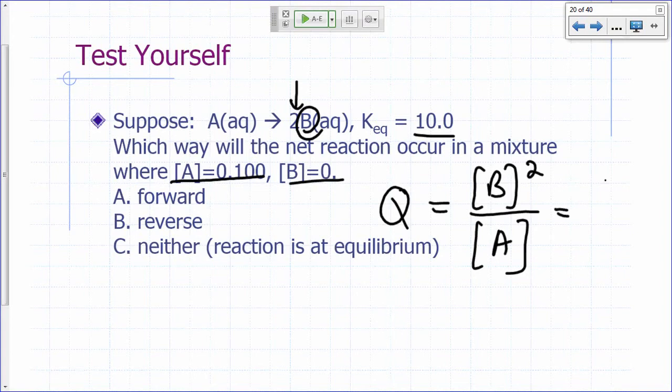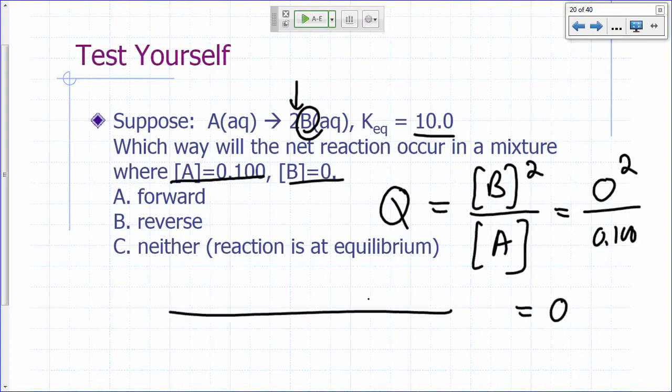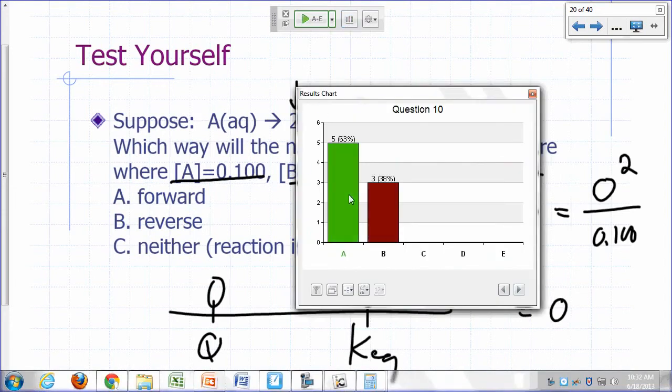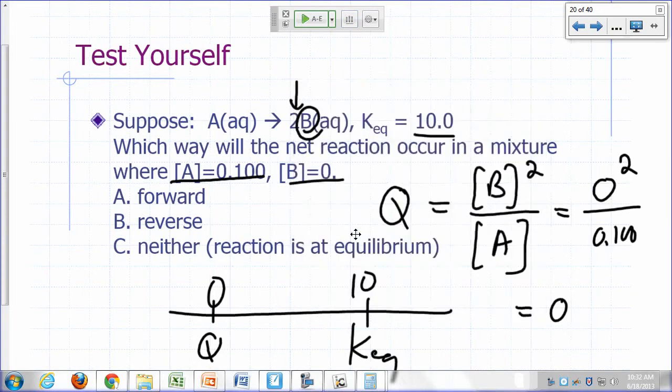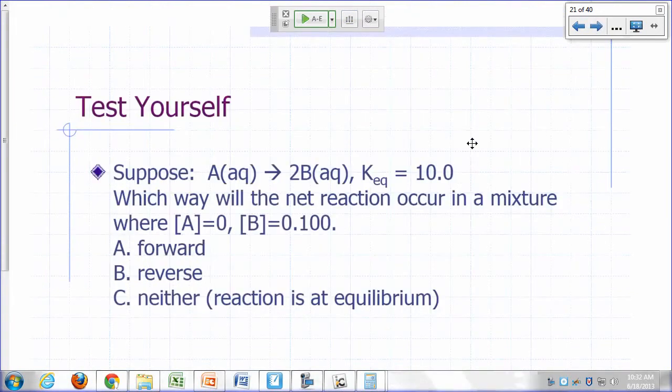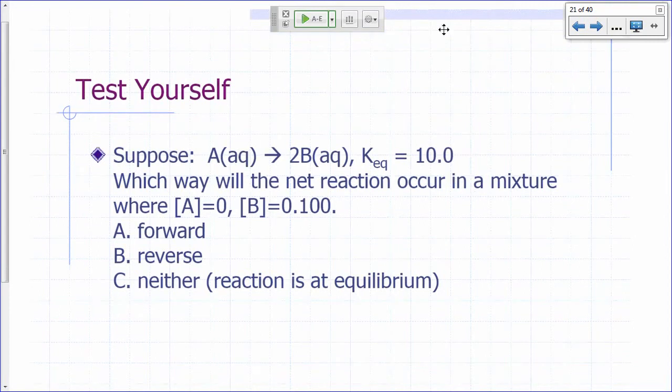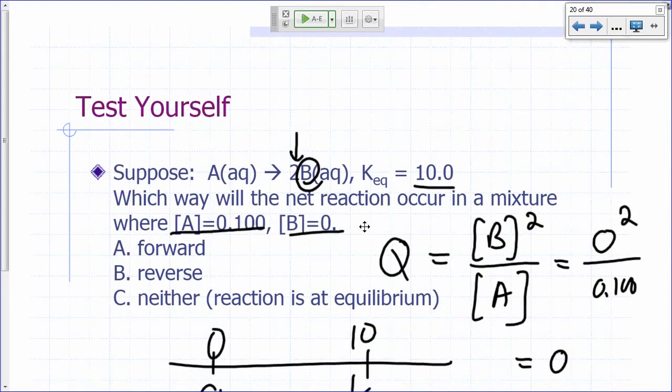So what's the concentration of B right now? 0. 0 squared over 0.100 is... So how does Q compare to KEQ? KEQ is 10. Where is Q? Where is 0? Q is 0. So which way will it go? Forward. Okay. Next question. This time, think of it this way. You don't have any B. The only way for the reaction to go is forward, right? You can't go reverse. There's no B that you can use up.